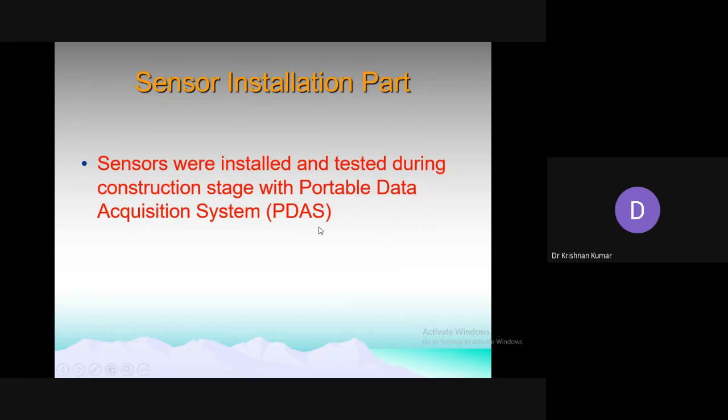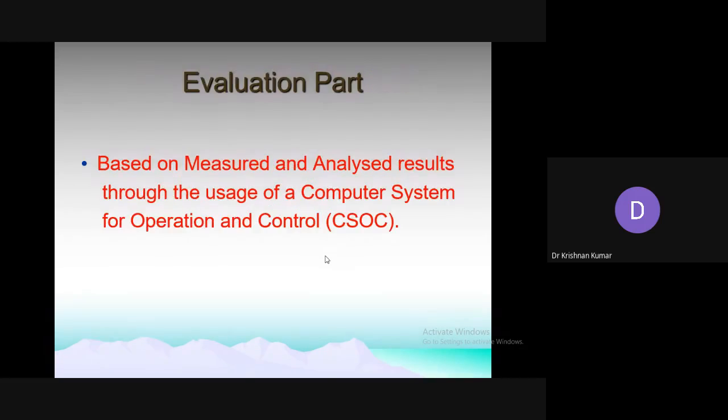For this we have used PXI systems of NI hardware, which is portable, for measuring at the site. So then and there, whenever we require, we measure the sensor readings. The data we have kept loaded manually into the control computer. And after that, the evaluation part, which is completely automated, is called the computer system and operation and control. This is called CSOC.